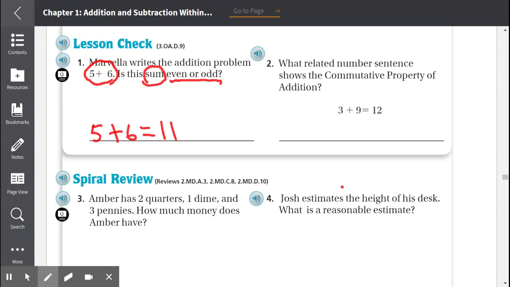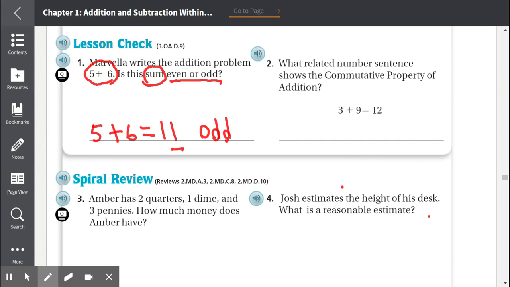Now we have to find whether the sum is even or odd. Now we look at the number in the back. Now the number in the back is 1. So we know if the number ends with 1, 3, 5, 7, 9, it is odd. So that means 11 is odd because it ended with the number 1, and the number 1 is an odd number.